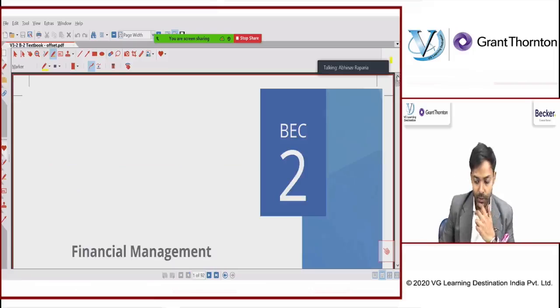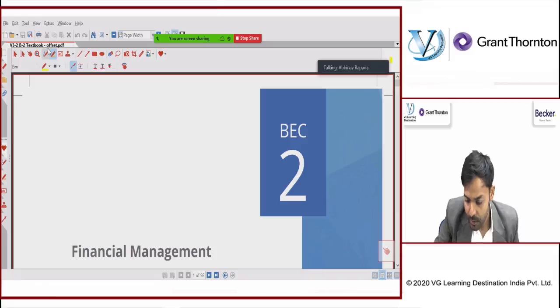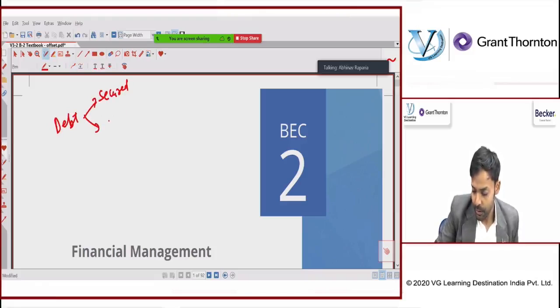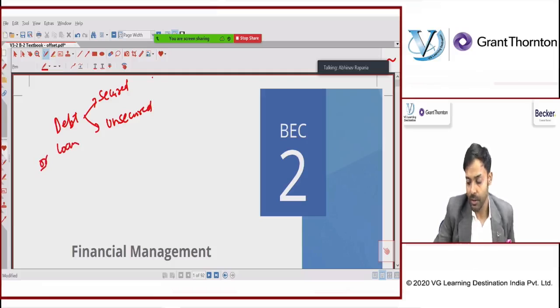Before we start, a small pointer also. We have categorized the debt into secured and unsecured, right? So debt or loan, whatever you want to say. The person who would be expecting the higher return would obviously be the unsecured lender. Why? Because that person is taking more risk. The secured lender's risk is already covered by the collateral or maybe the mortgage that person is holding, right? So we can categorize it in this way.